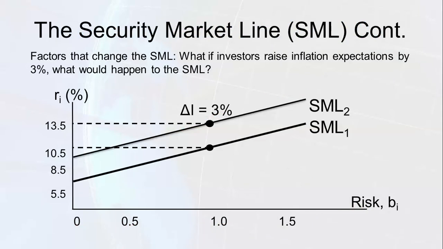Security market line, there are factors that can change the security market line. If investors raise their inflation expectation, so if there is an expectation that inflation is going to go up, what happens to the security market line? Inflation goes up means interest rate goes up. So that means the risk-free return is going to go up, so this is going to shift up. A change in inflation by 3% causes a change in the risk-free return of 3%, so it shifts the security market line up.